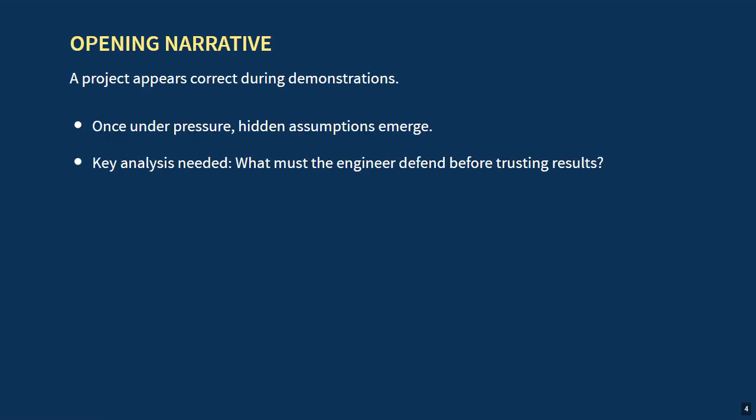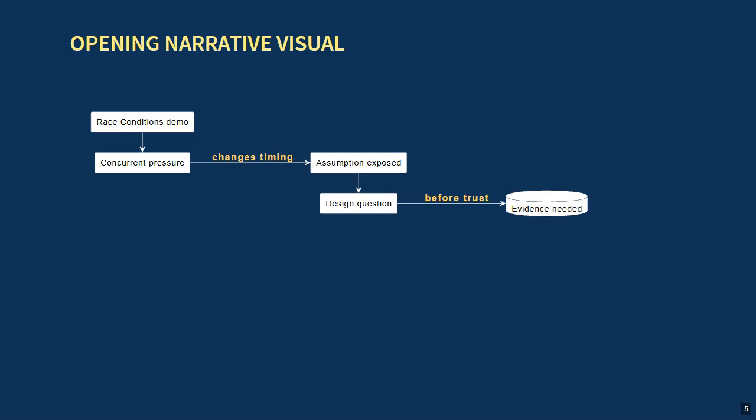Imagine that a project appears correct during demonstrations. However, once it faces real-world pressure, hidden assumptions can come to light. As engineers, we need to ask ourselves what we must defend before trusting the results of our systems. This diagram turns the opening story into a reasoning path. A simple demonstration looks correct, but concurrency pressure exposes assumptions that must be checked with evidence before the result can be trusted.